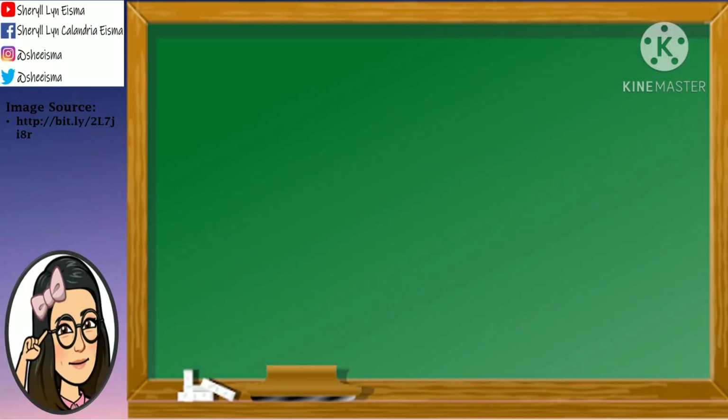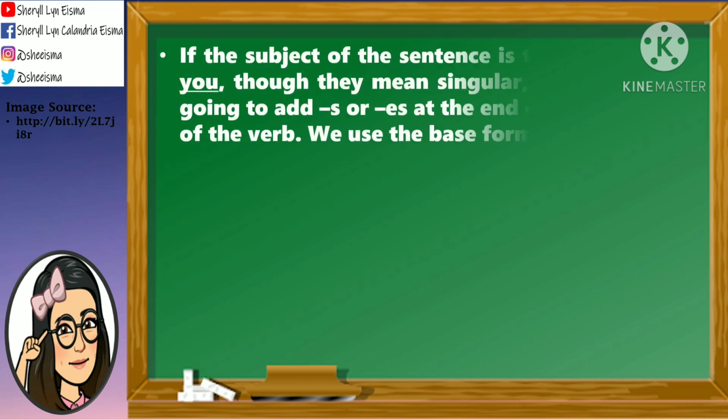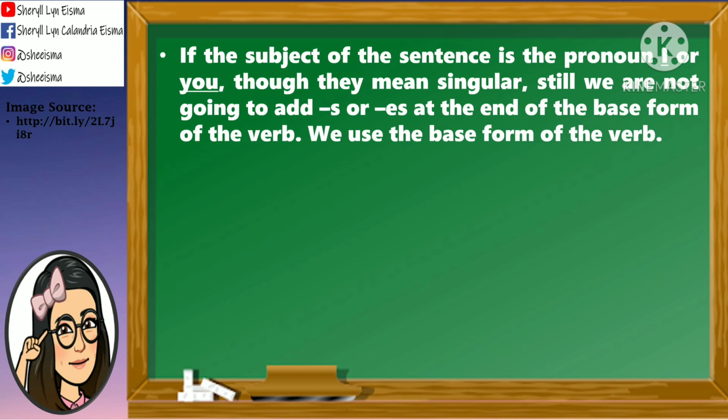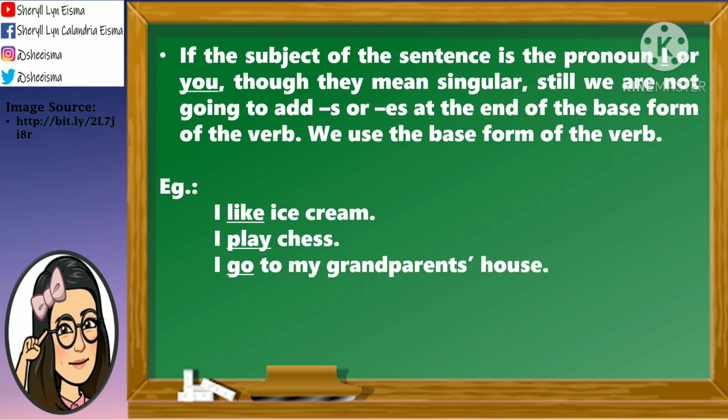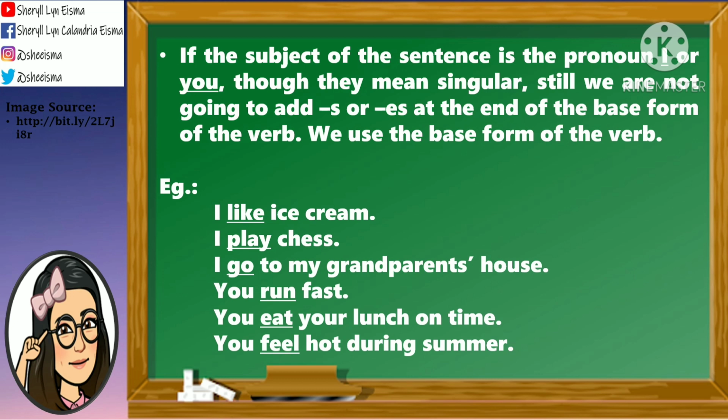But there is always an exemption to the rule. If the subject of the sentence is the pronoun I or you, though they mean singular, still we are not going to add s or es at the end of the base form of the verb. Instead, we use the base form of the verb. For example, I like ice cream. I play chess. I go to my grandparents' house. Another example, you run fast. You eat your lunch on time. You feel hot during summer.